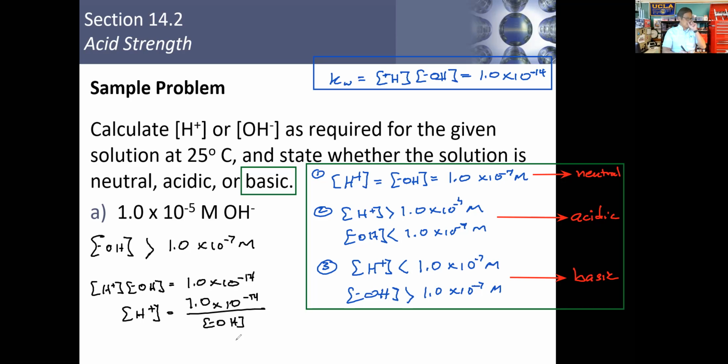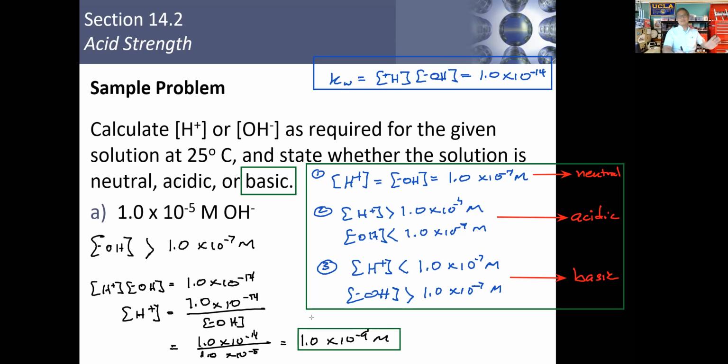Okay, let's plug in our numbers really quickly and solve for it. It'll be 1 times 10 to the minus 14 all over 1.0 times 10 to the minus 5. And then we get our answer as 1.0 times 10 to the minus 9 molar. We clearly see that that number is less than 10 to the minus 7, and so again, this confirms for us that the solution will be basic.